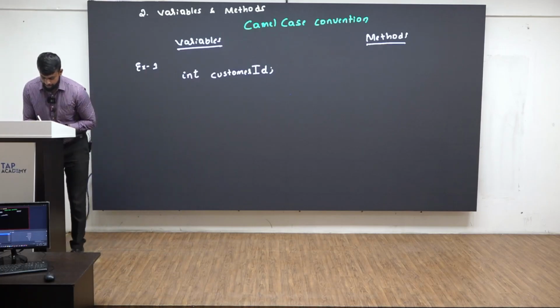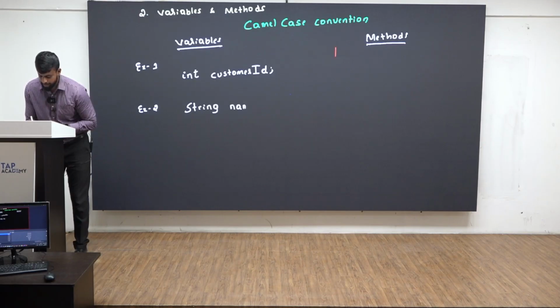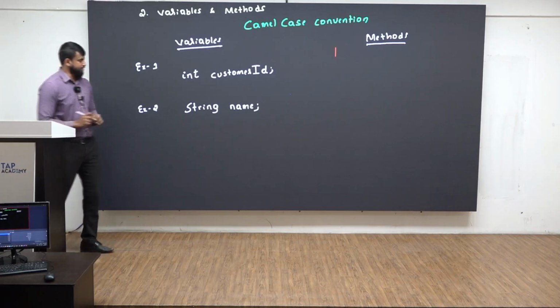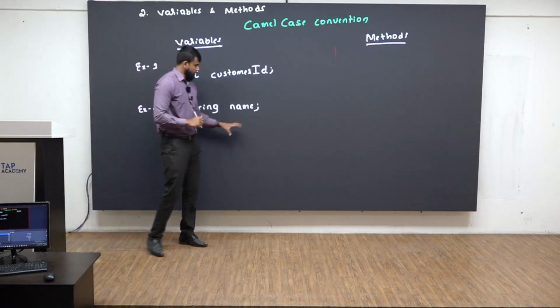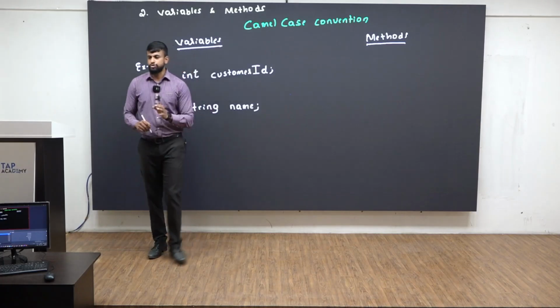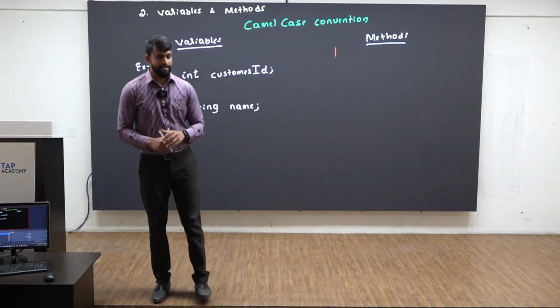Okay, so let me give one more example for you. Name I want to tell. So how to tell name, sir? Name is of string type. I will tell string name in this fashion. Next, maybe I want to give the variable name Kashmir to Kanyakumari. That is the variable name.